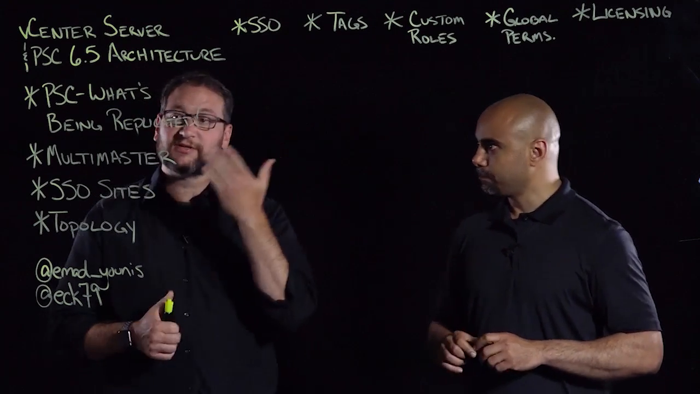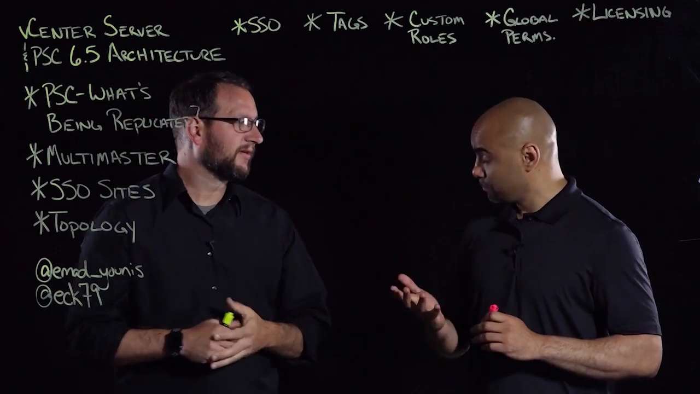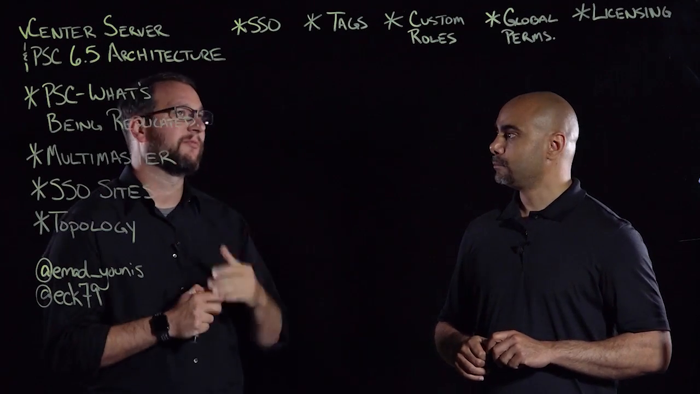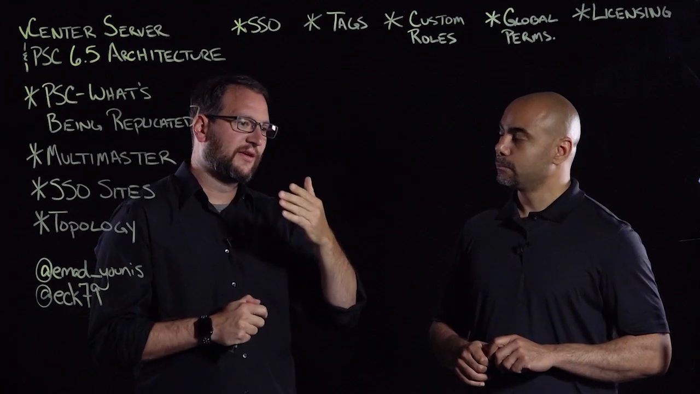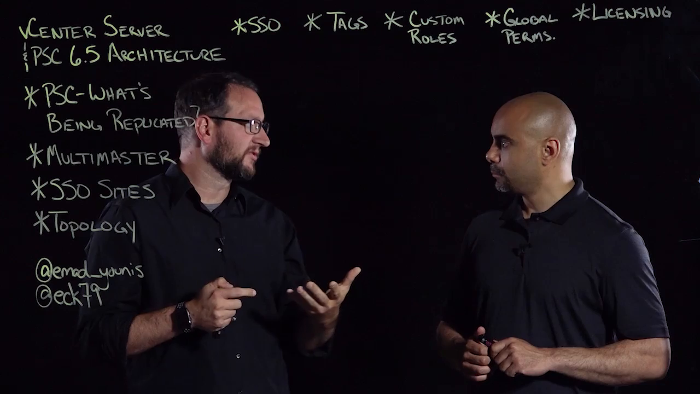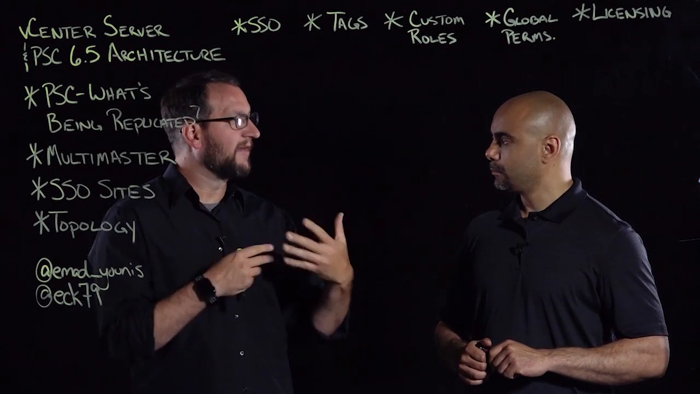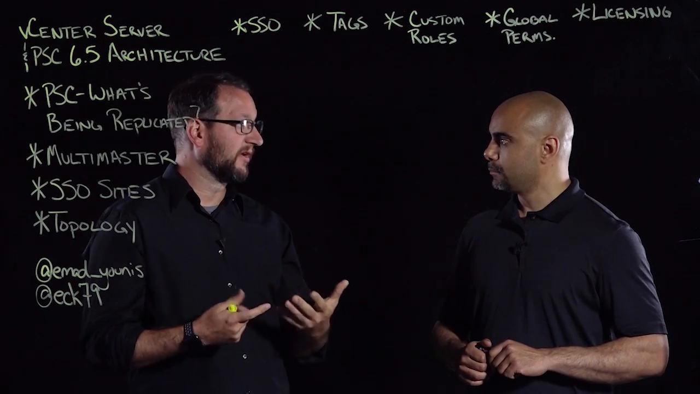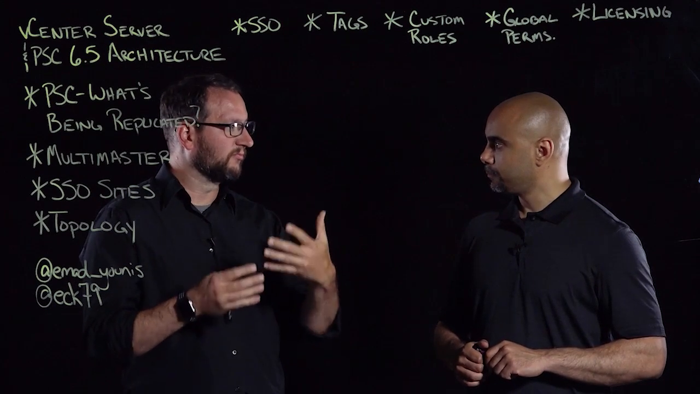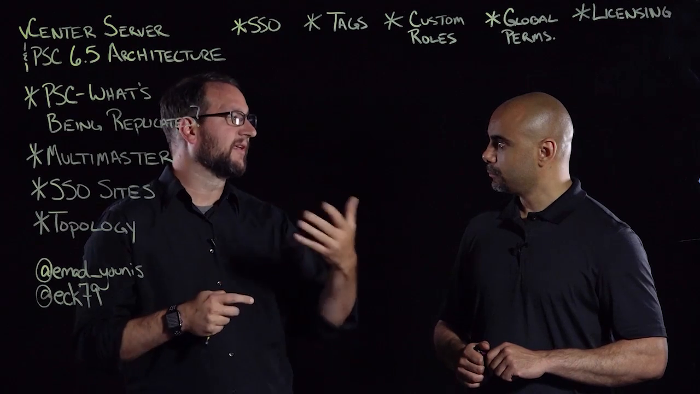So the first thing, we're going to talk about what's actually being replicated, right? So we've pre-populated some words here at the top, and we'll go through them. But the first thing is SSO, or single sign-on, which comprises basically of identity sources. So the PSC handles authentication for vCenter Server, right? So we have to be able to configure some sort of authentication resource that we can authenticate against.